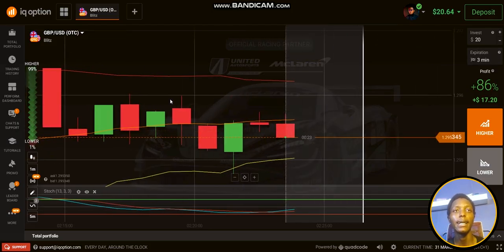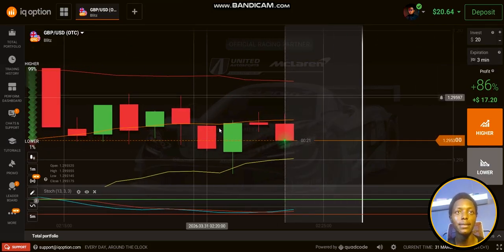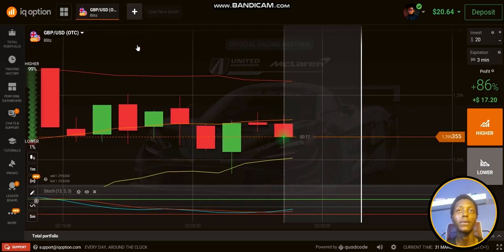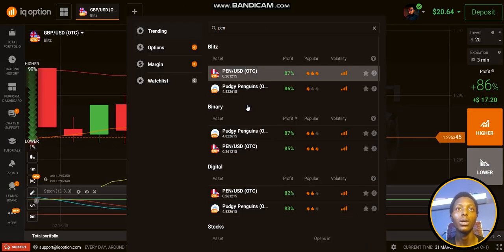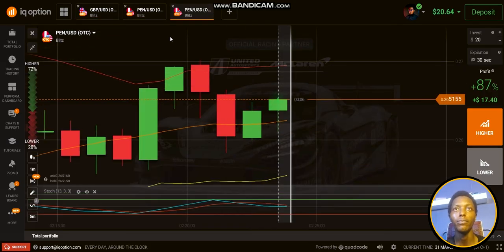So we're going to go ahead and add many other assets so that we can have different options, different assets that we can trade with. So I'm going to go ahead and add many assets.